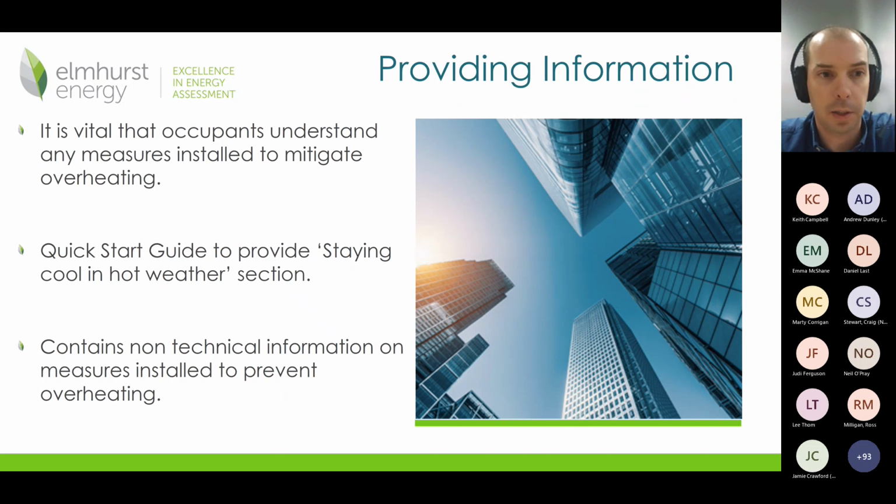Once that analysis is done, that information needs to be provided to the homeowner as well. They need to know how to mitigate overheating. It's in the quick start guide, which has a new section, or should have a new section, "Staying cool in hot weather". That should explain any systems used to mitigate overheating risk, anything specific to that building that the homeowner needs to know about, and provide information on how to use controls and things like that, shading systems, which are used as part of the solution for overheating.